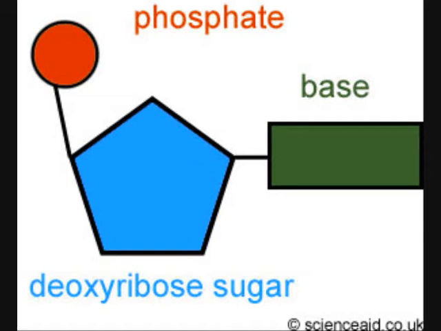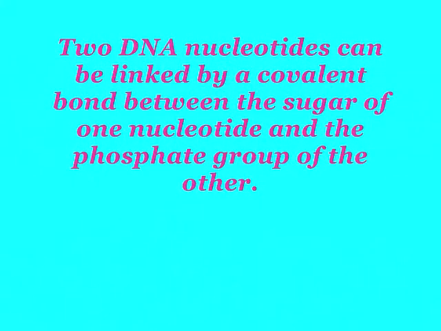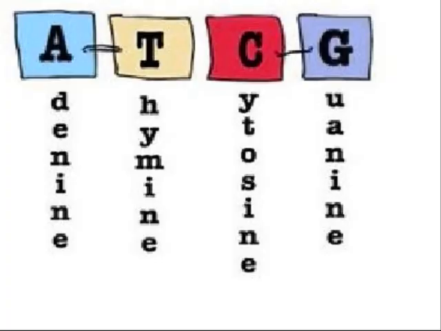Nucleotides are composed of a phosphate, a deoxyribose sugar, and a base, like shown in the diagram. Two DNA nucleotides can be linked by a covalent bond between the sugar of one nucleotide and the phosphate group of the other. The nitrogen bases are adenine, cytosine, thymine, and guanine.